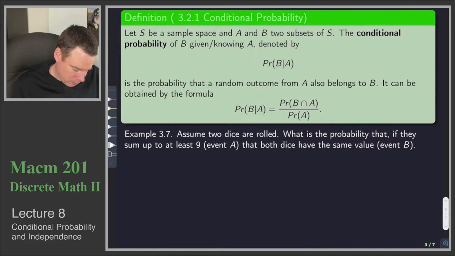So what are our sets that we're interested in? So we've got our sample space S. So our sample space is the set of all die rolling pairs. So the values that can come up on die 1 and die 2.